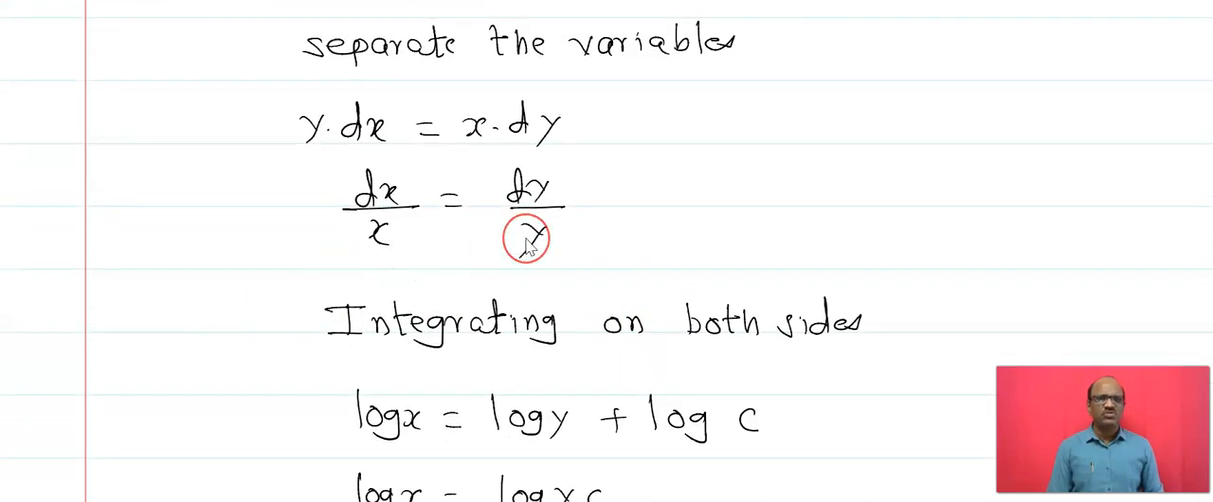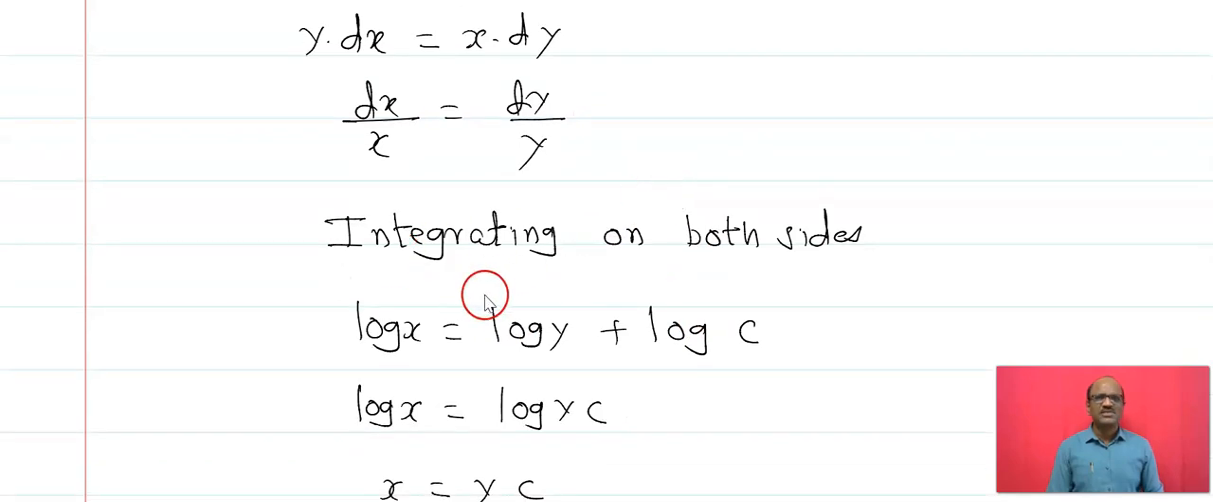Now integrating on both sides, then you will get log of x is equals to log of y plus log of c. Here we did not take the constant as c. If all the terms are in the log function, then we treat the constant also in the form of log c, and therefore you will get log of x is equals to log of y plus log of c. We will apply the log rule here.